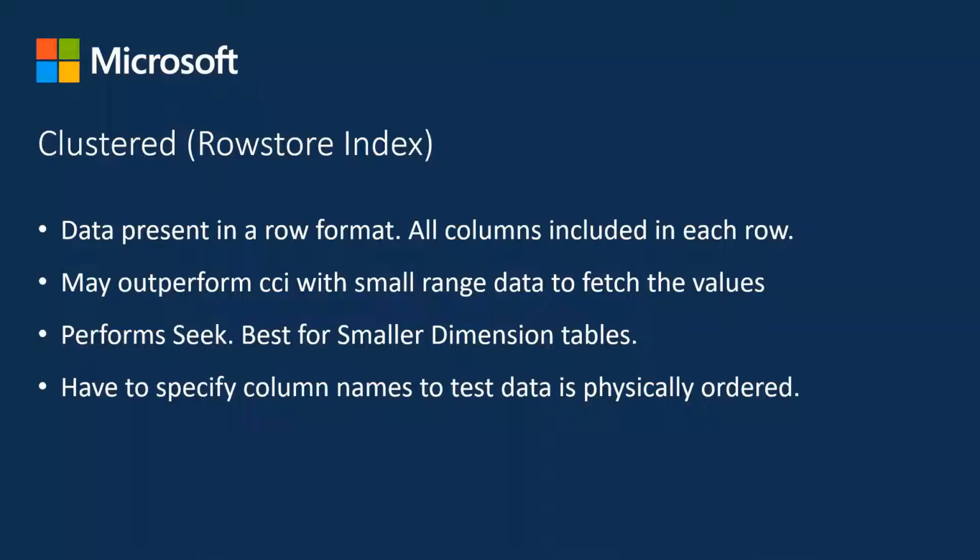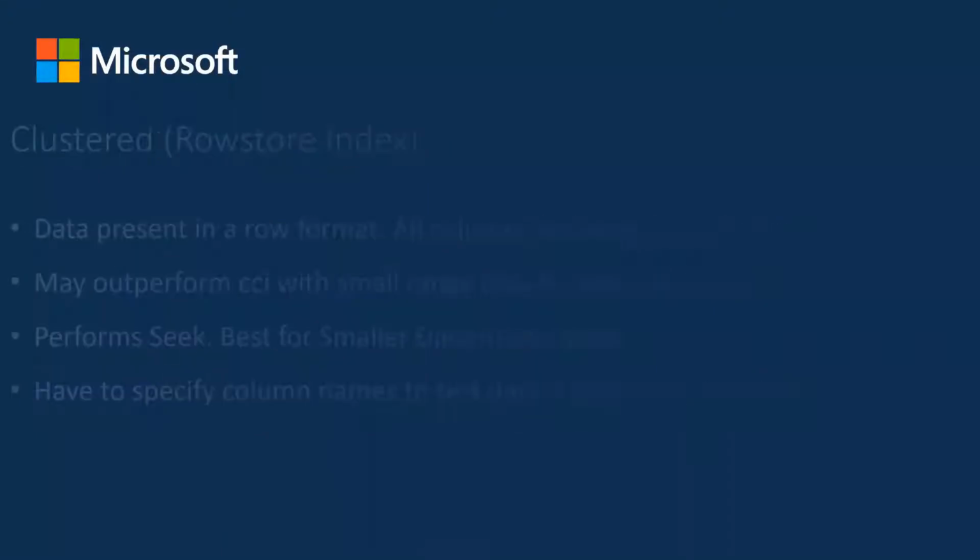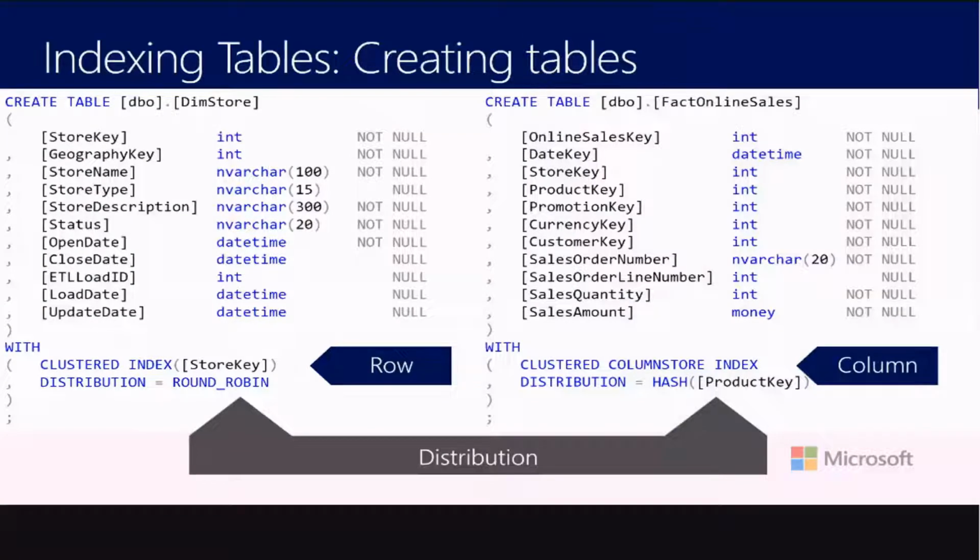Now, it performs seek, of course, and is best for smaller dimension tables. You have to specify column names in the clustered row store index, and based on that specific column, the data will be physically ordered. That is how the clustered row store index works. So this is where we see the difference: here it is a clustered row store index, and here it is the clustered column store index.